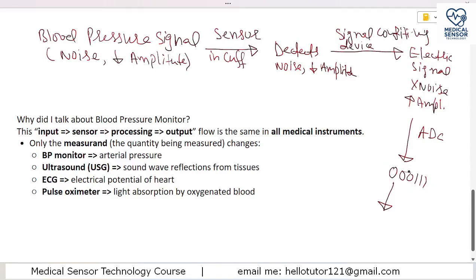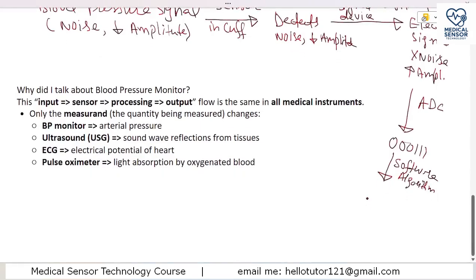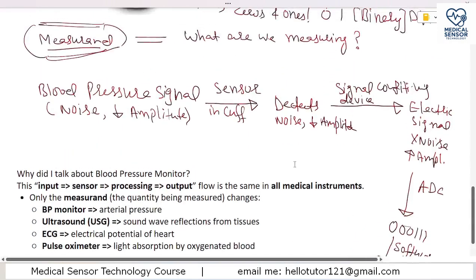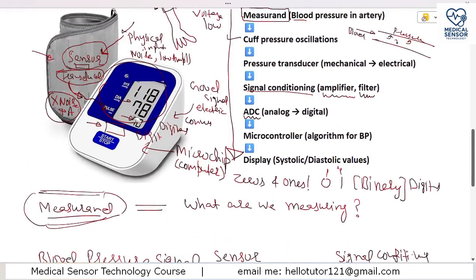When the computer can understand this, it will go through the software, the algorithm, the program inside it. It will convert it into human readable language, for example a pressure of 110 and, for example, 80. And this gets displayed. Finally we have that thing here. This is human readable language.